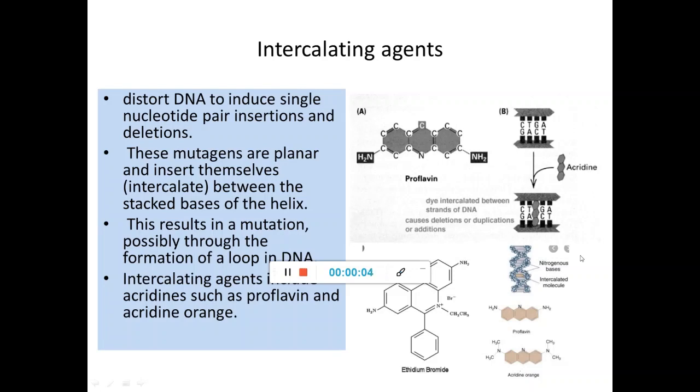Another agent that we have to talk about here is ethidium bromide, which is of much importance in our molecular biology labs. Ethidium bromide is mainly used as a DNA visualizing agent after doing agarose gel electrophoresis. Ethidium bromide intercalates between the DNA, and hence when we need to analyze the presence of DNA on agarose gel, what does it mean? We mix the samples with ethidium bromide, and wherever the DNA strand moves and locates on the agarose gel, this ethidium bromide will intercalate.